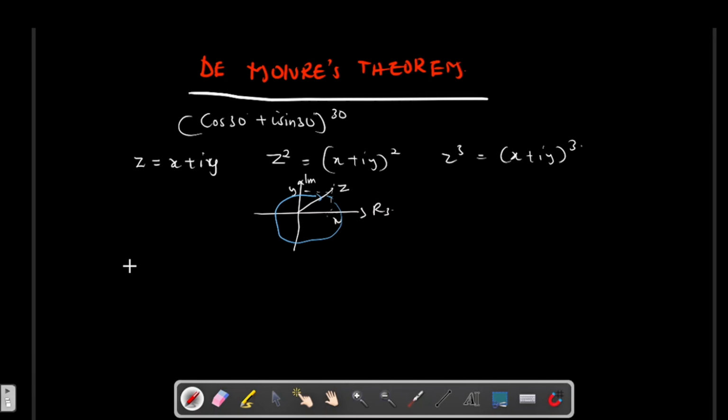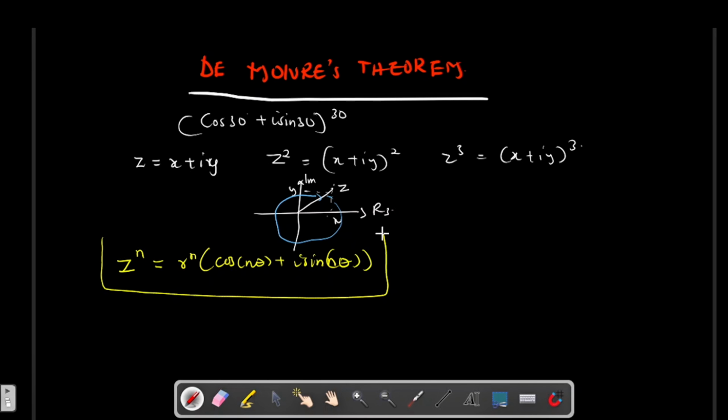Let me write it here. It says that if you have a complex number z raised to the power n, it is equal to your modulus to the power n, (cos n theta plus i sin n theta). That is everything that you have to know. So the Moivre's theorem works when complex numbers are expressed in the polar notation.